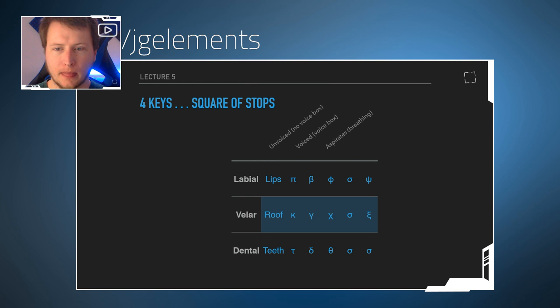The velars are the ones formed with the roof of your mouth: kappa, gamma, chi. You combine those with sigma, you get xi. Dentals, these are like the dentist, right? The teeth. You form tau, delta, theta. These are formed with the teeth. You add a sigma to these and you get a sigma. So these are the square of stops. You need to learn these because this is how you're going to be able to understand what's going on with third declension, especially in the nominative singular and the dative plural.